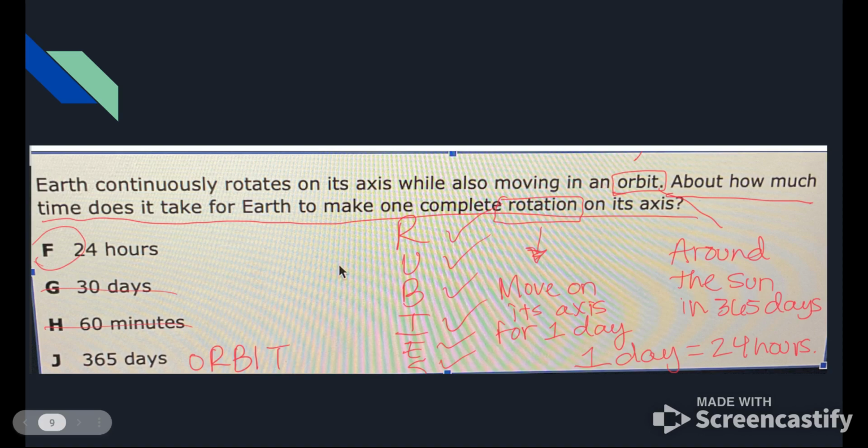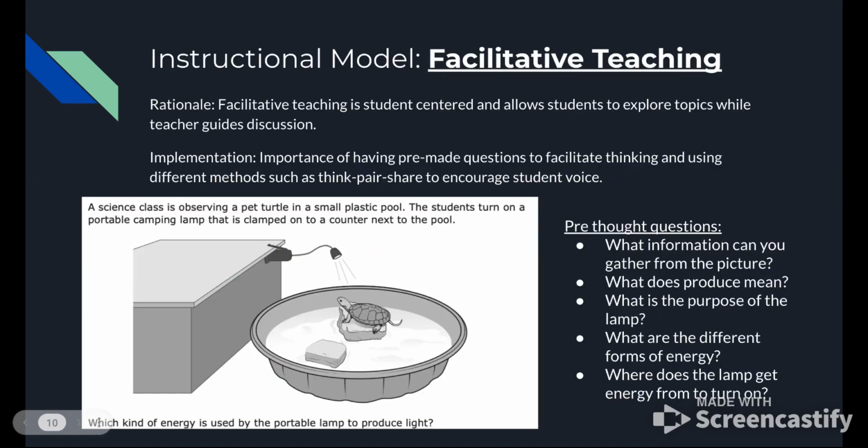Now, I'm in between 24 hours and 365 days, so I'm going to go back to my question and I'm going to reread it to make sure that I know what it's asking me for. And it's asking me about how much time does it take for Earth to make one complete rotation on its axis. So it's talking specifically about rotation. I know it has nothing to do with orbit, which is not 365 days. So I'm going to select my answer of 24 hours. Now, knowing all these steps and doing all these steps, I was able to get to the answer.